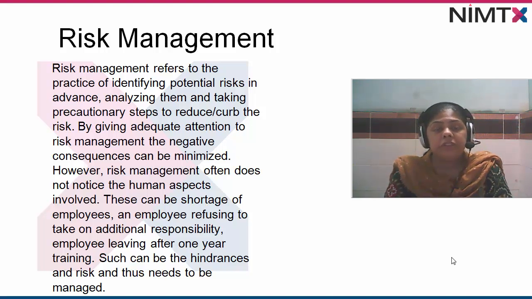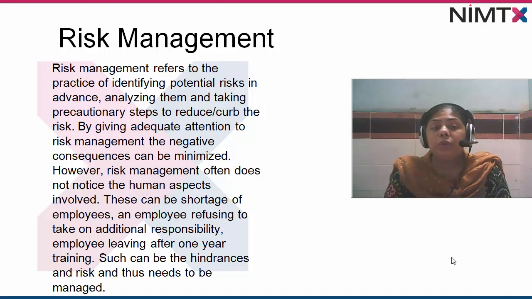This is risk management. It refers to the practice of identifying potential risks in advance, analyzing them, and taking precautionary steps to reduce the risk. Risk management is something where you anticipate that there might be a risk, you analyze it, you see what needs to be done about it, and take solutions. By giving adequate attention to risk management, the negative consequences can be minimized.